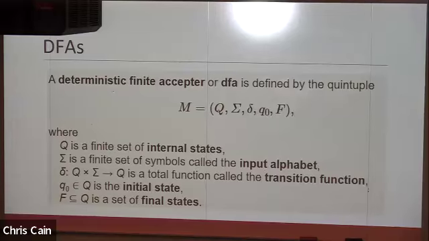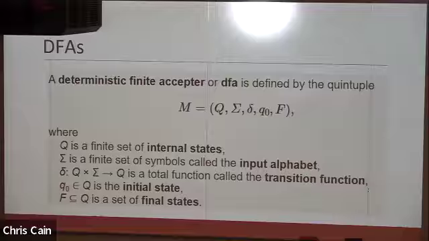And then a subset of those internal states called F that are final states. If we end reading the input and the state that we're in is one of these final states, then we will accept. If we end and we are not in one of these final states, then we will reject. So that differentiates the accepting states from the rejecting states, the accepting strings from the rejecting strings.